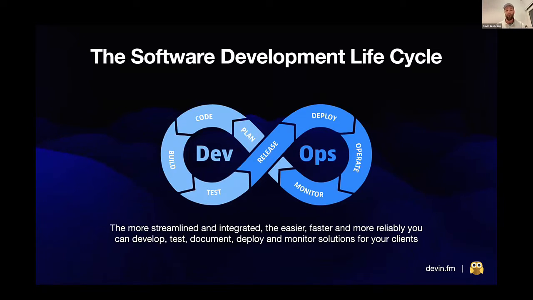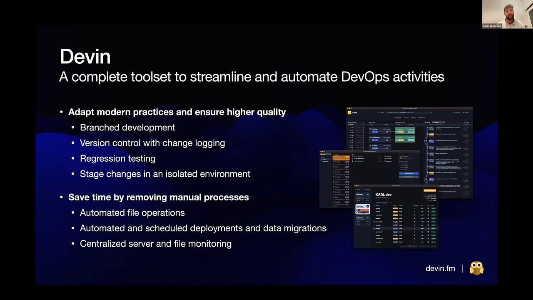So that's the whole goal, to make this whole circle smooth. And that's what Devin is all about. So Devin optimizes this whole DevOps symbol circle. It is a complete tool set that the goal was kind of to impact all of these phases in DevOps, and not only a few.